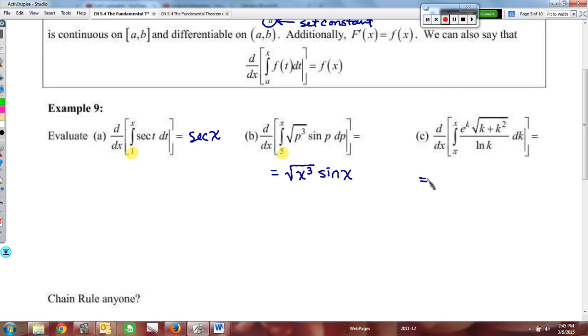So the derivative is simply going to be e to the x square root x plus x squared all over ln of x. It's kind of a weird rule, but if you think about what you actually did, you found an antiderivative with a constant that was set by a beginning value, and then you turned around and took the derivative of that. It should make sense how we get back to this.